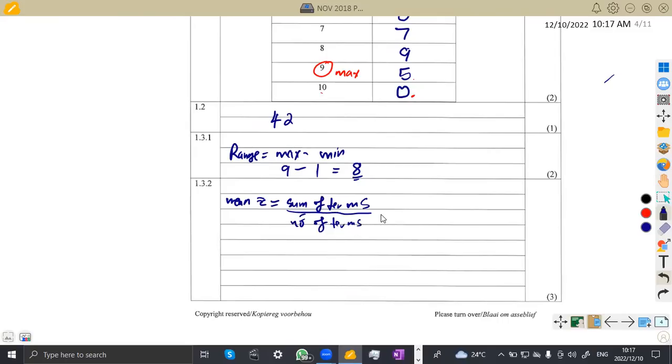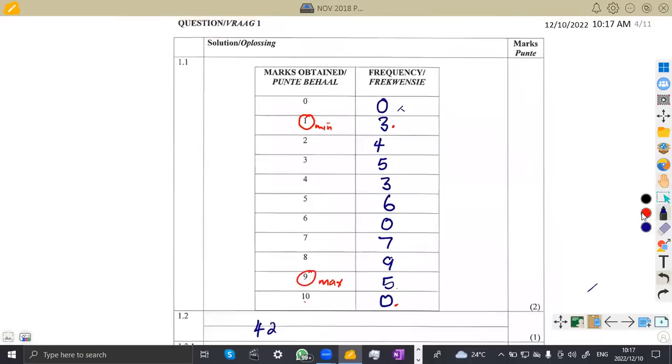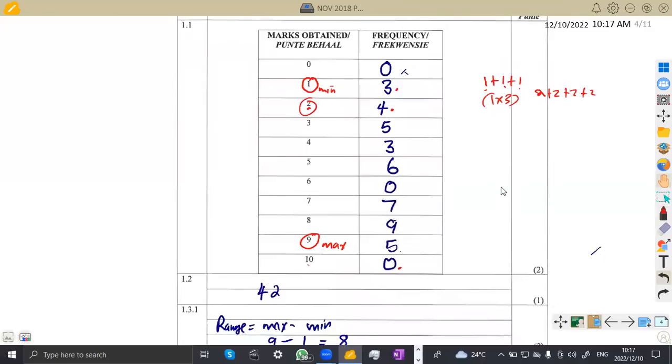How many terms do we have there? For the sum of terms, if you are given a table like this, take note, you are going to multiply. We've got a score of 1 scored by 3 learners. So it was supposed to be 1 plus 1 plus 1. Instead of writing that, we can simply multiply 1 and 3. The same thing with 2, scored by 4 learners. It was supposed to be 2 plus 2 plus 2 plus 2, so you simply multiply 2 and 4. Then we divide by the total frequency.